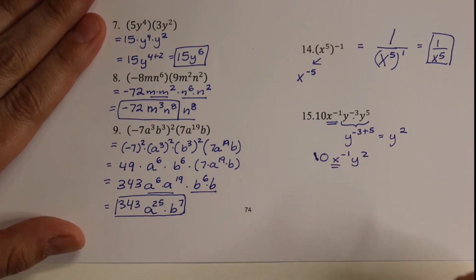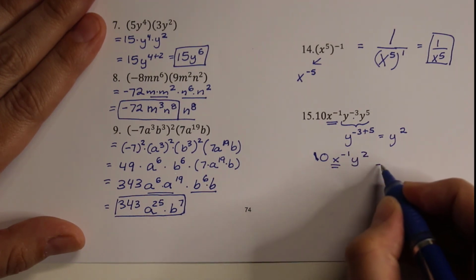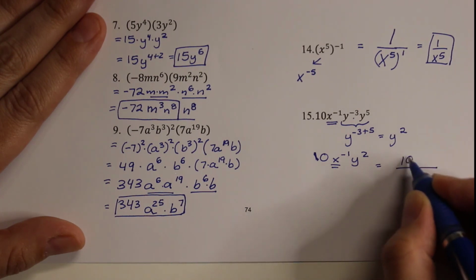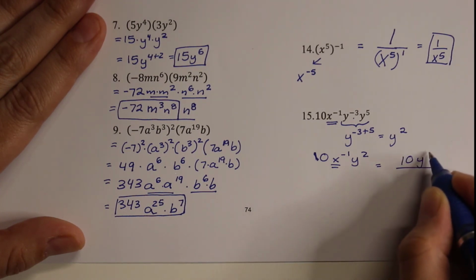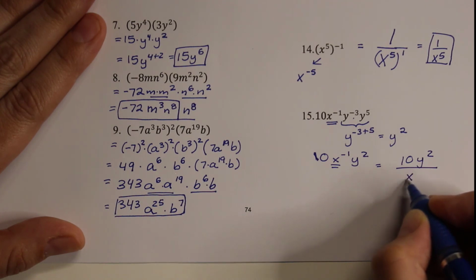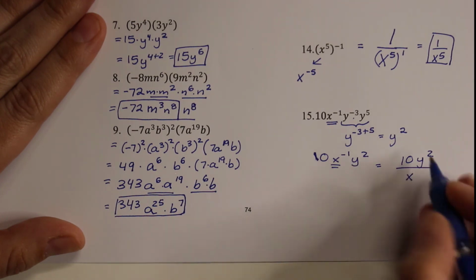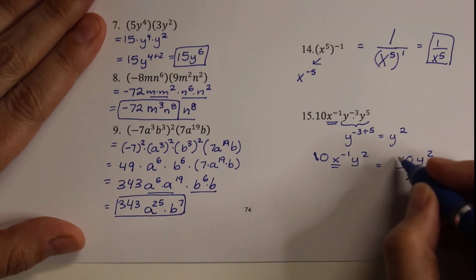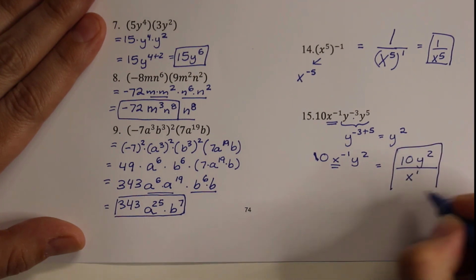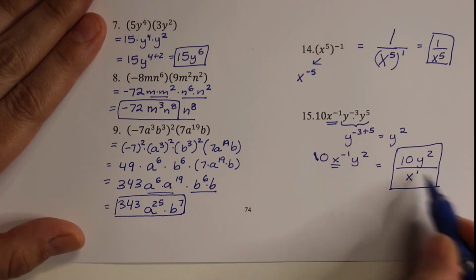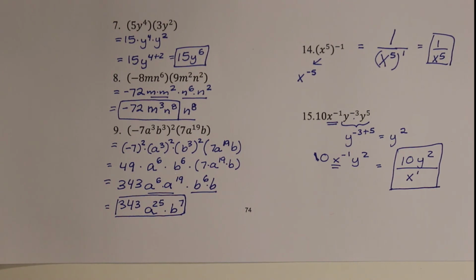And now just the x has a negative exponent, so it's going to move. It's going to move to the denominator in this case. And so I have a 10y squared on top. X moves down, and the minus sign comes off. It's x to the positive 1. And because it's a 1 power, you could actually leave that off. You could erase that. And final answer. Okay, that's it.